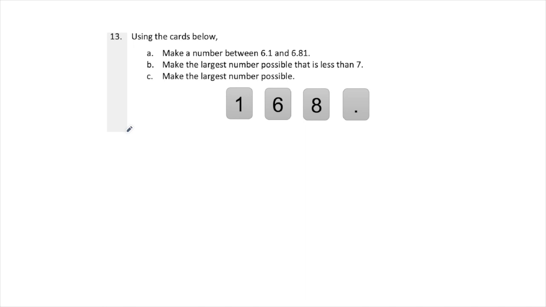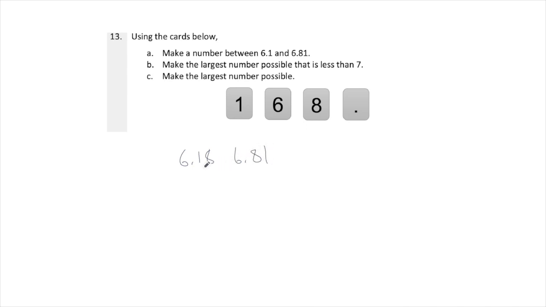For this problem, we have to use the cards below to make a number that satisfies the condition. So for part A, we have to make a number between 6.1 and 6.81. Our first digit has to be a 6, because if it was an 8 or a 1, it would not be between 6.1 and 6.81. So that leaves us with two options, 6.18 and 6.81.